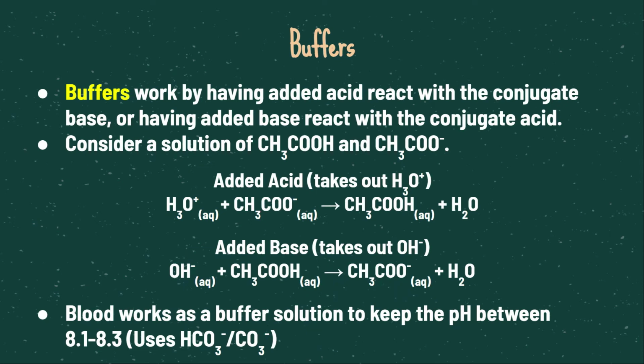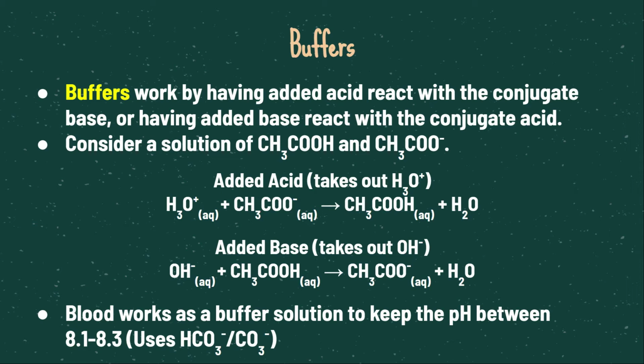So buffers work by having added acid react with the conjugate base or having added base react with the conjugate acid. So let's consider a solution of acetic acid and the acetate ion. If I were to add acid to this, so we add H3O plus into this, it is going to react with the conjugate base, thus resulting in our acid and H2O. So you notice that there is no H3O plus anymore. So if we add H3O plus, it neutralizes it. And if we add base, well, the base is going to react with the conjugate acid that we put in, thus eliminating the OH minus and preventing the pH from changing.